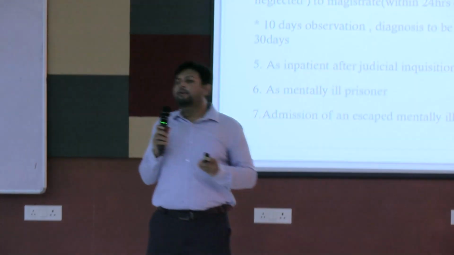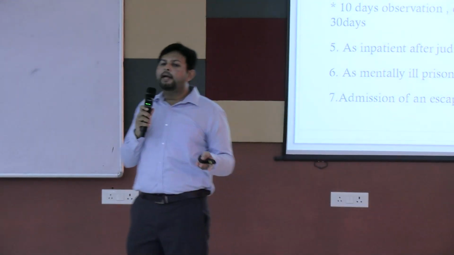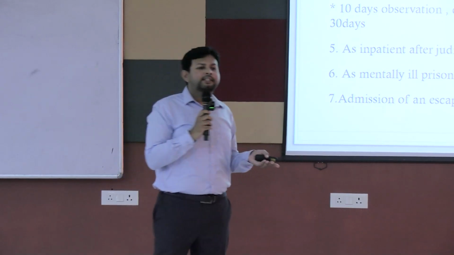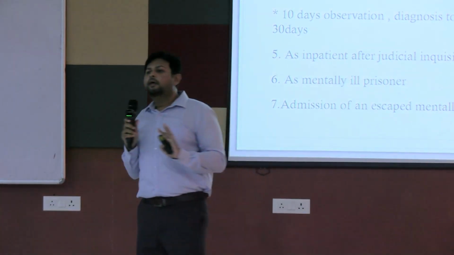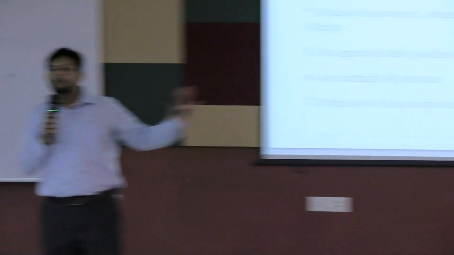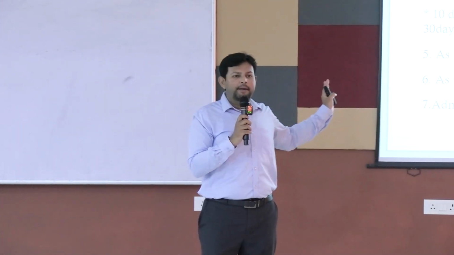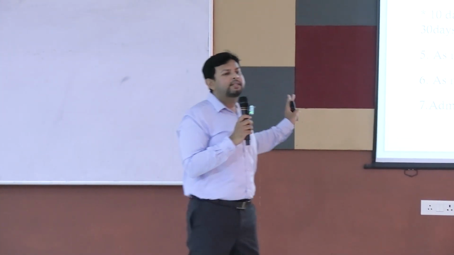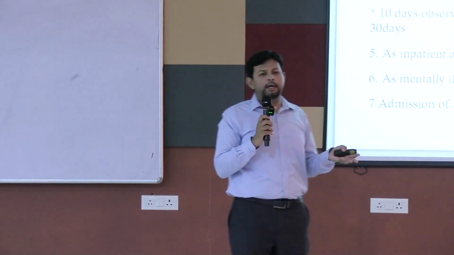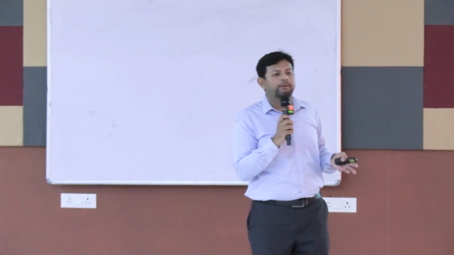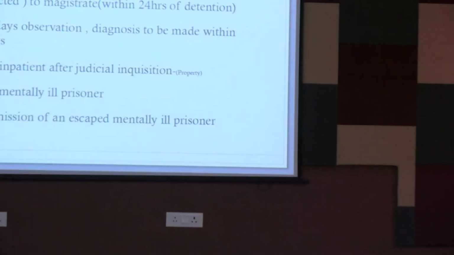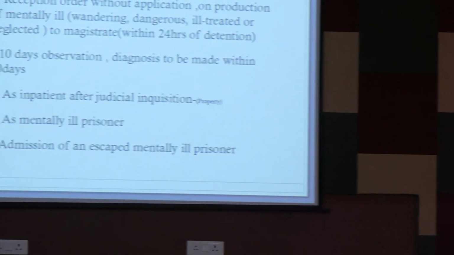So what will you do? The psychiatrist may admit the patient for observation for 10 days. Basic scenario. Now, that is one way of admission. After observation and all, they can come to a diagnosis, and later on they will deal with what they have to do. Understood all this?